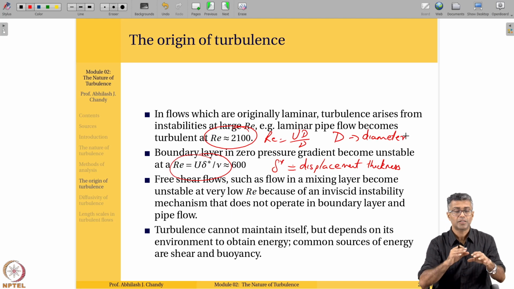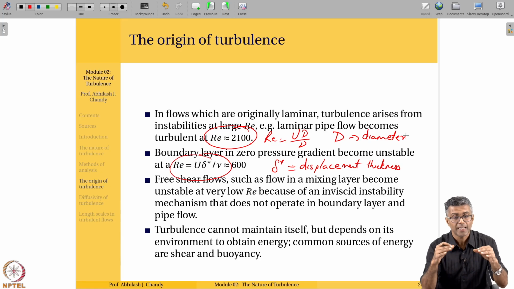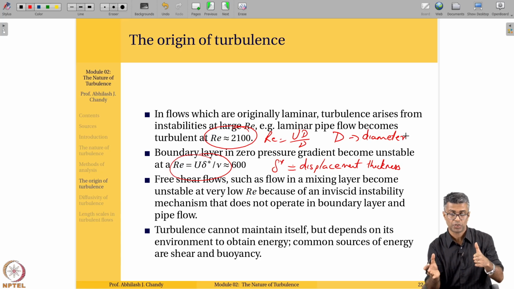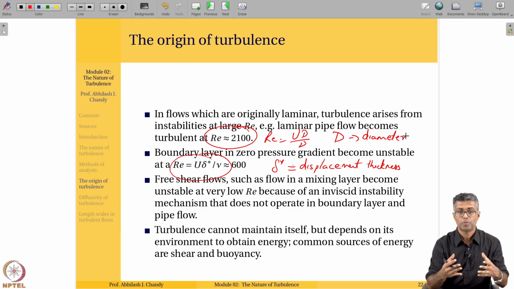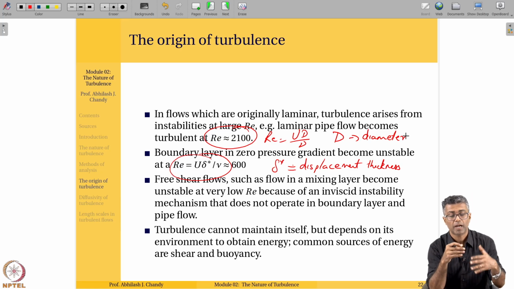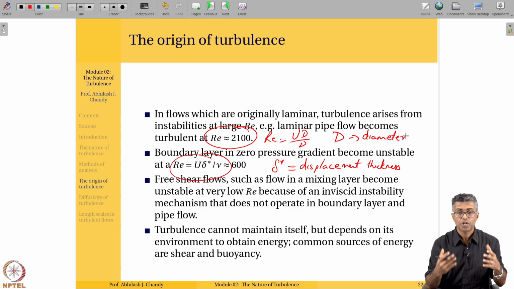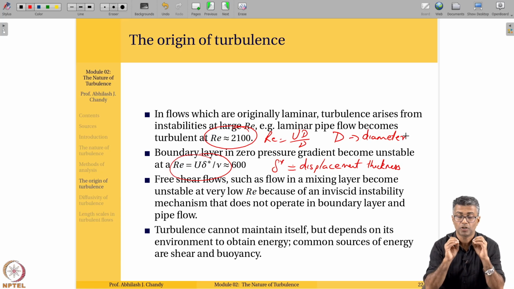Also note that turbulence cannot maintain itself. It needs to have a constant supply of energy, and we looked at this in the previous class as well. So some common sources of energy would be shear and buoyancy. You need shear and buoyancy for the turbulence to keep propagating.